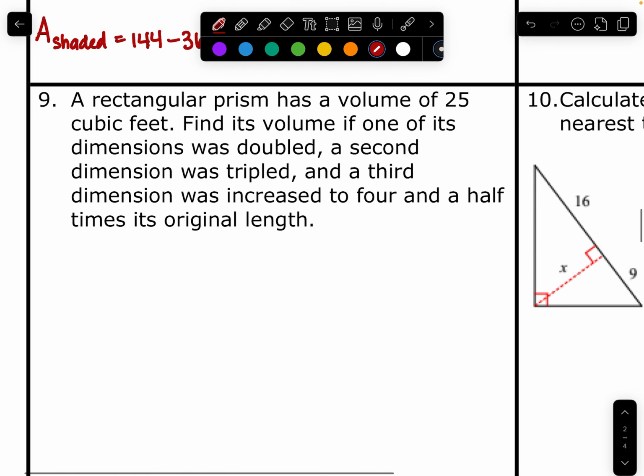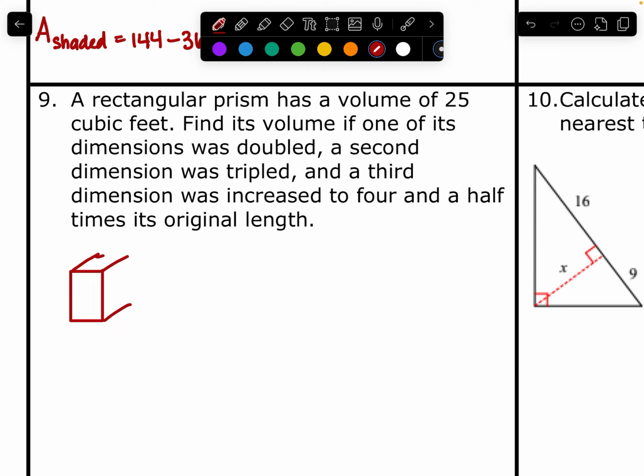Number 9. A rectangular prism has a volume of 25 cubic feet. Find its volume if one of its dimensions was doubled, the second dimension was tripled, and the third dimension was increased to 4.5 times the original length. Okay, so here's what's happening. Stay with me. Rectangular prism. All right, so the volume is 25 cubic feet.